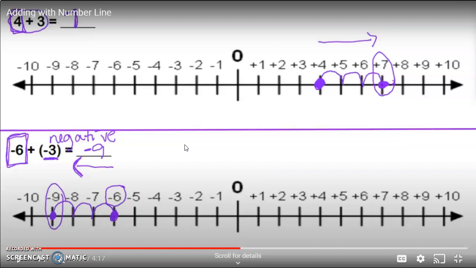And if we look on that top problem, both of the numbers we are adding together are positive numbers, and our answer is positive. On the bottom one, both of the numbers we are adding together are negative numbers, and our answer is still negative. That is one of the rules that we are going to talk about here in a little bit.